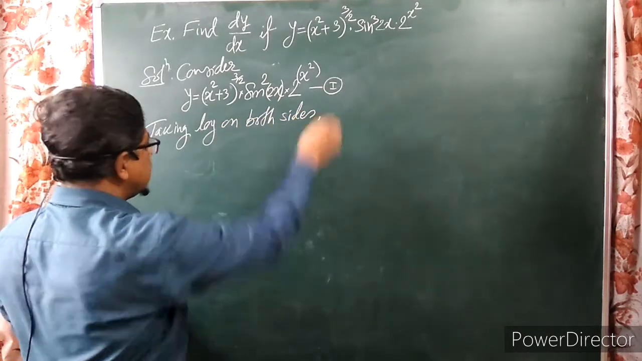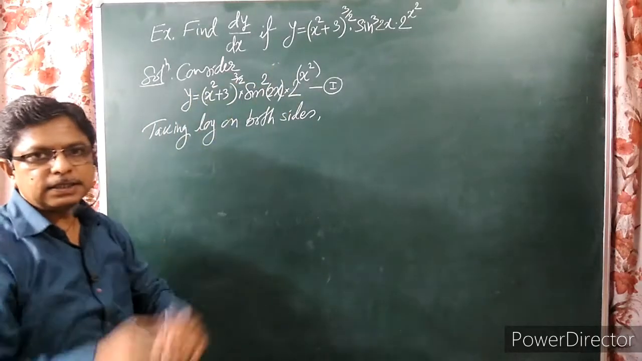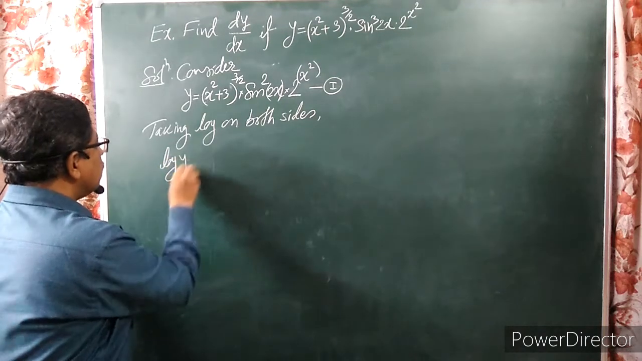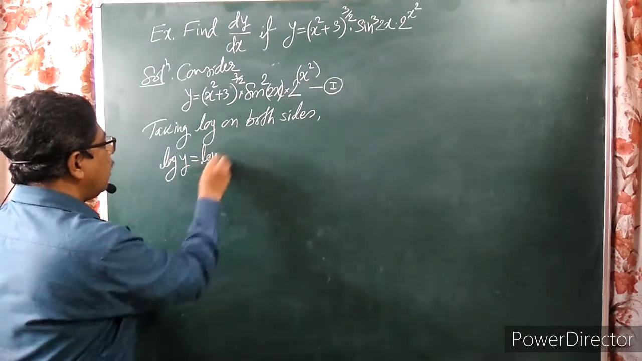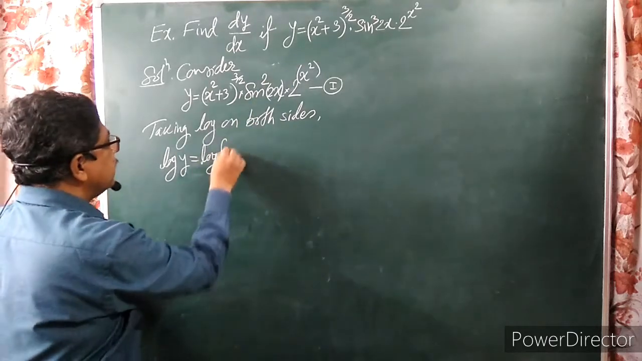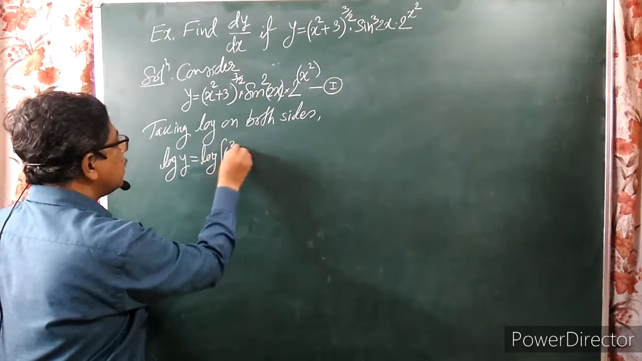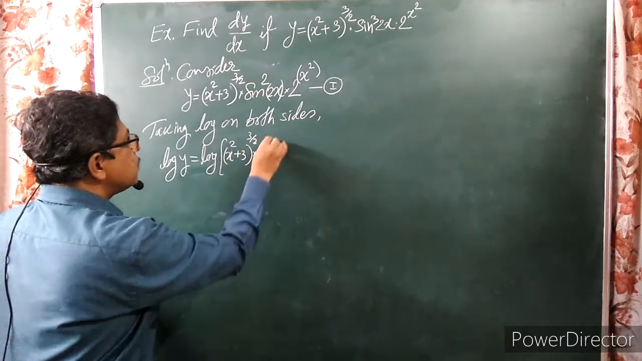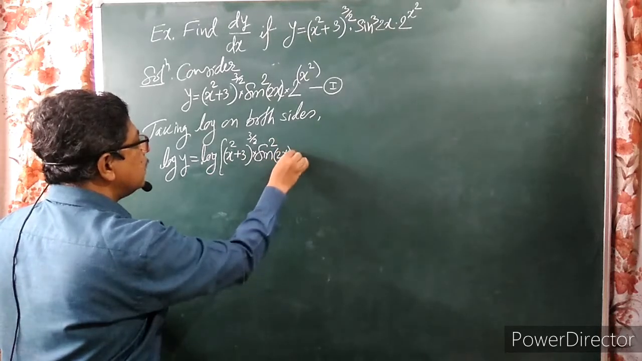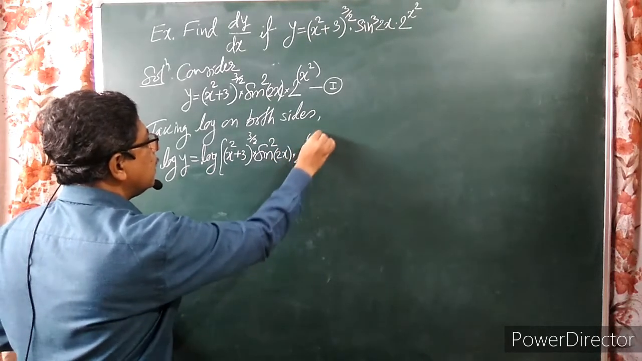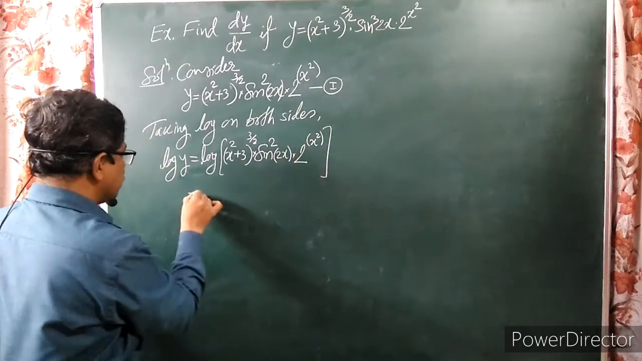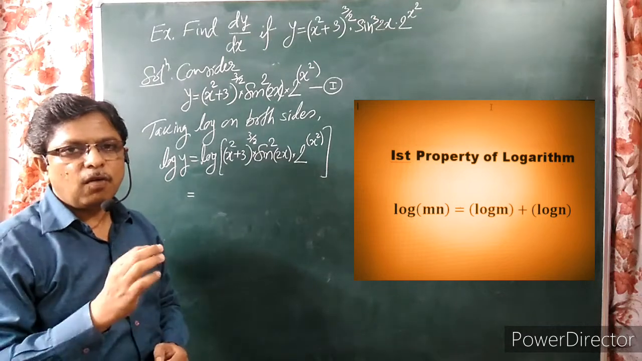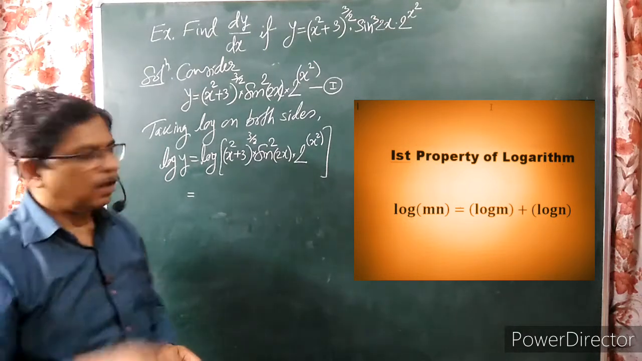दोन पेक्षा जास्त फंक्शन्सचा गुणाकार भागाकार एकत्र असेल तर लॉगॅरिथम मेथडने आपण सॉल्व्ह करणार आहे. So log y is equal to log of all the terms on the right hand side. This is x square plus 3 raised to 3 by 2 into sine square of 2x into 2 raised to x square, which is equal to, we'll use the first property of logarithm. It is log of m into n is equal to log m plus log n.